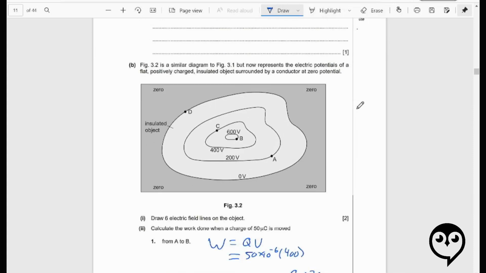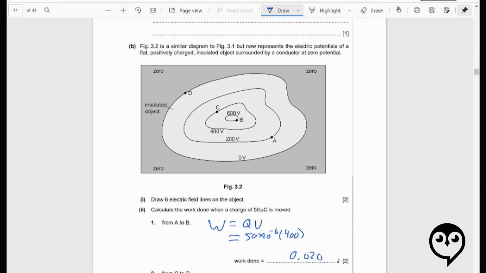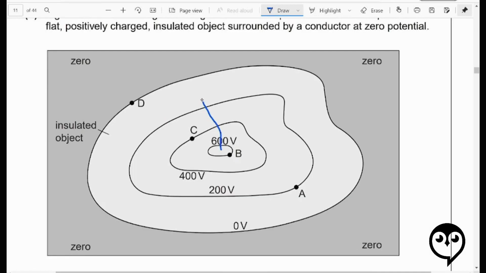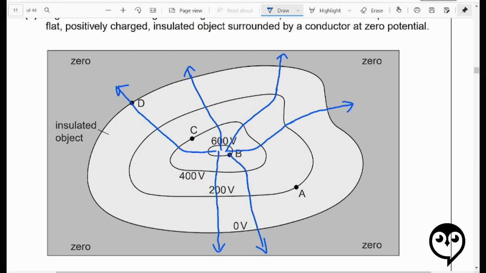And then here, same diagram, except they've changed it from meters to volts. Now it's electric potentials. It's an object surrounded by a conductor at 0 potential, so it's got a potential inside. Draw 6 electric field lines on the object. That's the same thing, isn't it? Right, so something like that. Look at that, I went right through D, didn't even mean to.